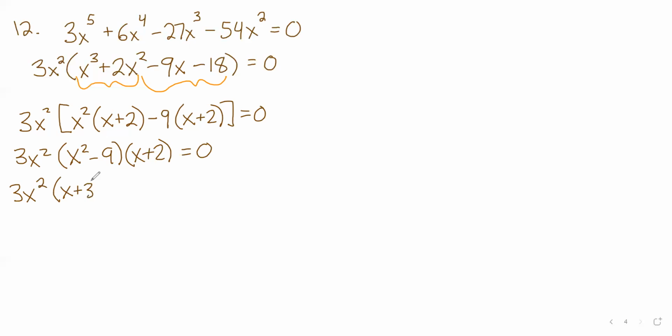X plus 3, x minus 3, and then the x plus 2 from the line above. All of these terms are fully factored now, so we can set each one equal to 0.